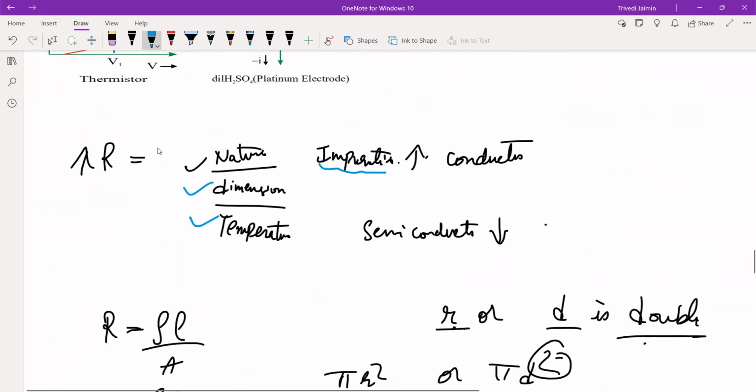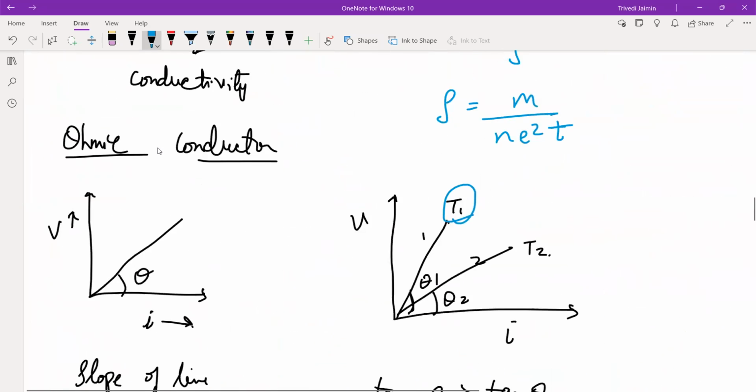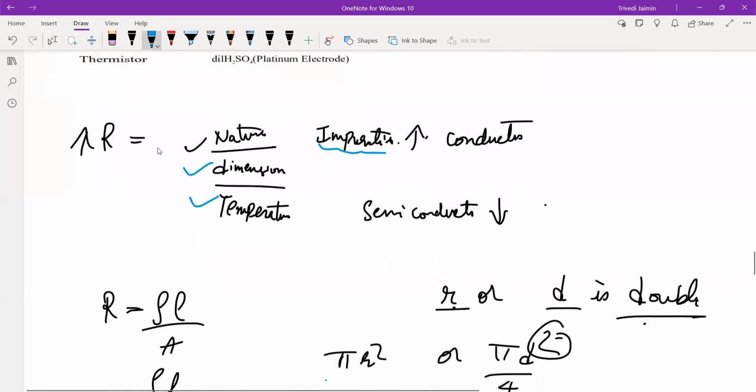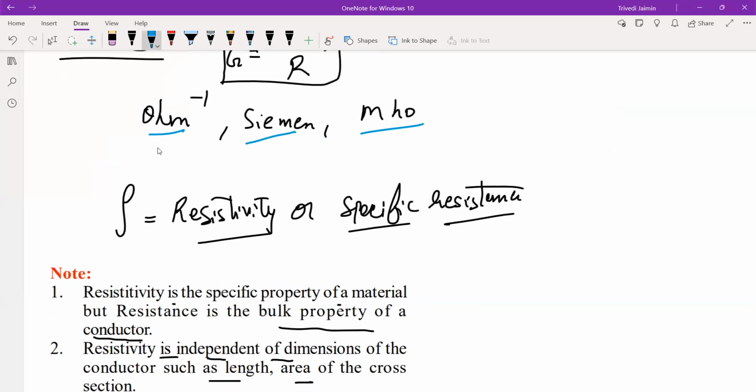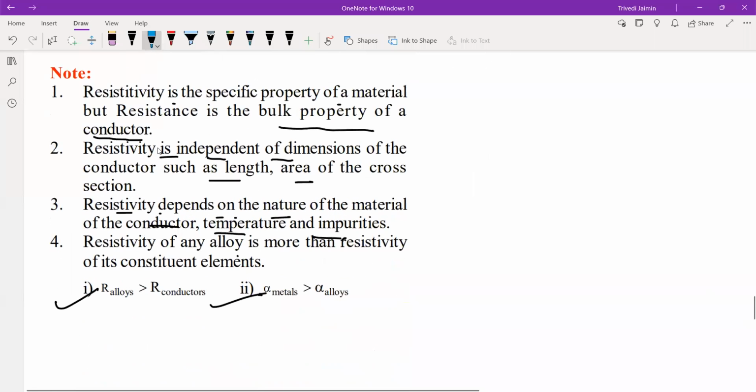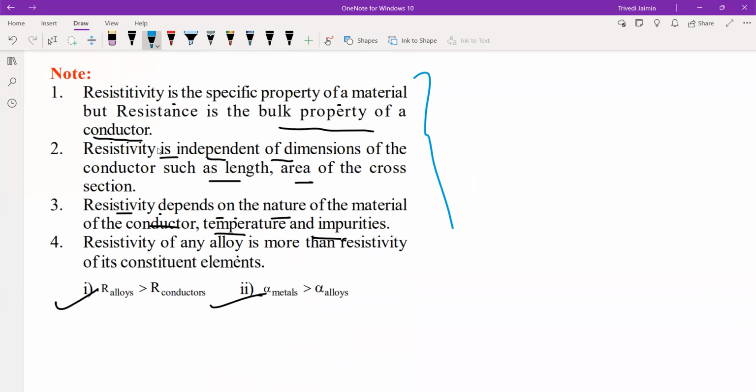As we wrote here, resistivity or specific resistance. Now, these are most important. Resistivity is a specific property of material, but resistance is the bulk property of material. Read it.